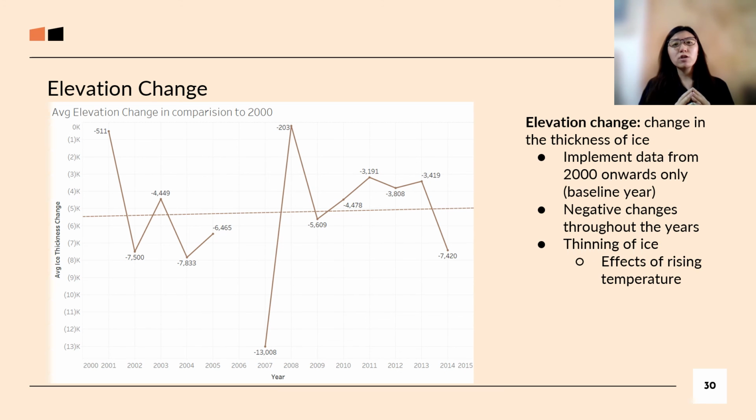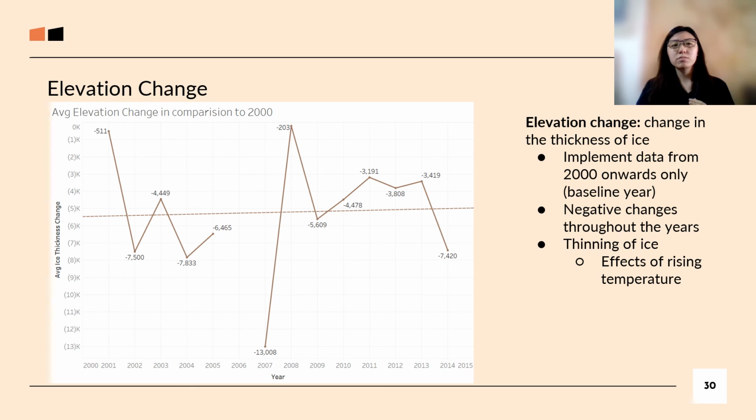So next, moving on to elevation change, which is defined as the change in the thickness of ice. In this case, we'll only use data from 2000 onwards, as it was the most commonly referenced year in our dataset, implying its significance, hence taking it as our baseline year. So we noted that there are negative changes throughout the years from 2000 to 2014, from which we could infer that there is a thinning of ice, hence the decreasing thickness, and it could likely be an effect of the rising temperature.